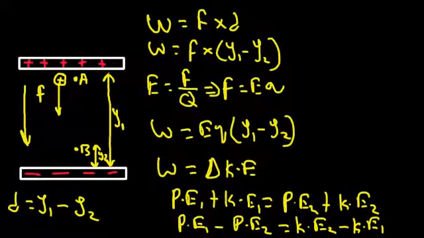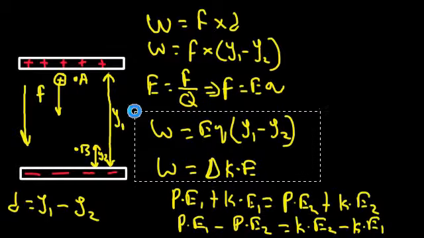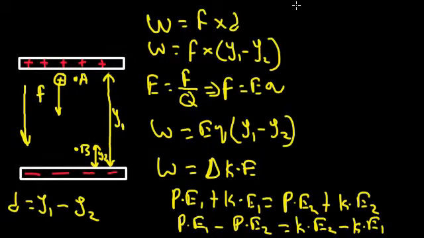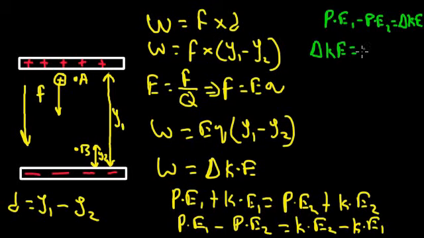Now, instead of having it as KE2 minus KE1, let's put the change symbol. And so therefore, we now have PE1 minus PE2 equal to change in kinetic energy. Now, let's try to make this in a much more brilliant way. We can factor out the negative sign and have change in kinetic energy equal to negative PE2 minus PE1. This makes sense.